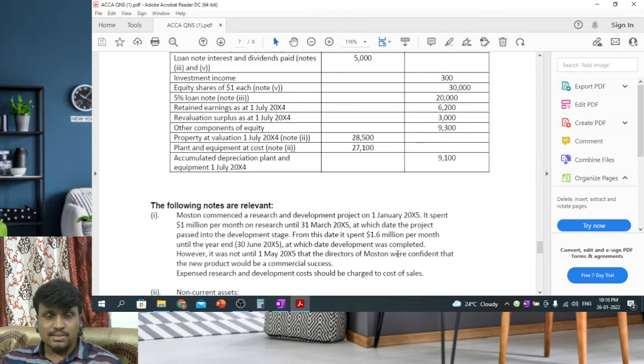was completed. However, it was not until 1st May 2005 that the directors of Monster were confident that the new product would be commercially successful. So they didn't have any trust in that development phase. They got the confidence from 1st May, so we have to capitalize from 1st May onwards. Whatever amount was spent before 1st May will be expensed and transferred to the profit and loss statement. Research and development cost expensed should be charged to cost of sales.